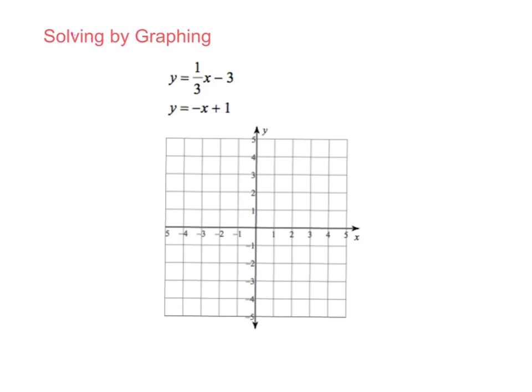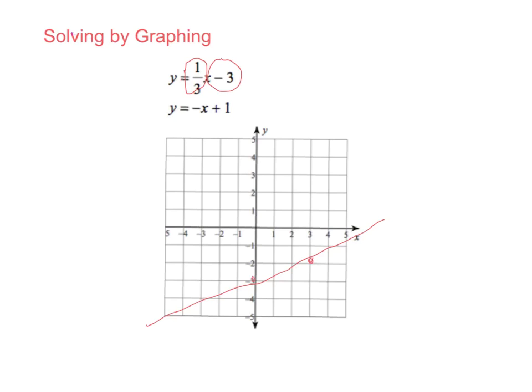So if you recall, y equals mx plus b. M is referring to the slope and plus b is referring to the y-intercept. So in this case, y equals 1/3 x minus 3. Negative 3 will give us our y-intercept, and then 1/3 will give us our slope. So we'll go up 1 and over 3 to the right, and then that should give us our line equation there.